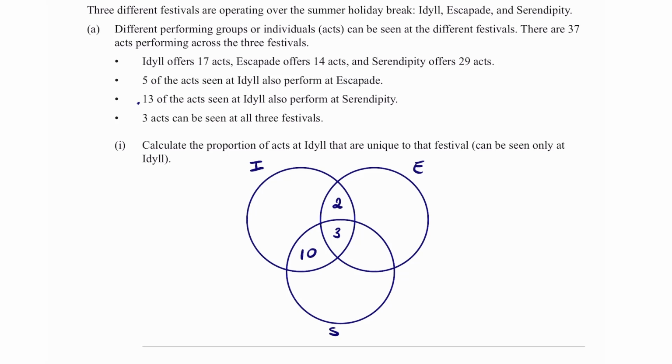So finally, we've worked out all of this, so we can actually find the value inside of Idle. Now, Idle offers 17 acts. So if we subtract all the values in here from 17, we should be able to find the acts unique to Idle, right? So that's going to be 17 minus 2 minus 3 minus 10, which is 2. So 2 in here. Now, from here on, it's kind of like a puzzle, right? We kind of need to work out the other 2 pieces.